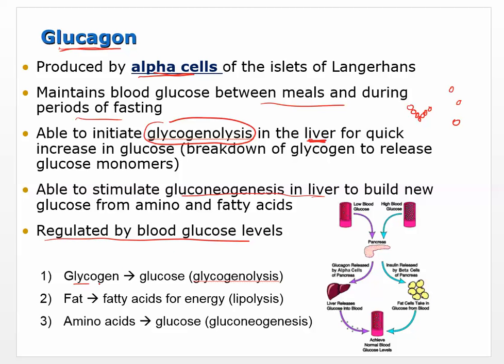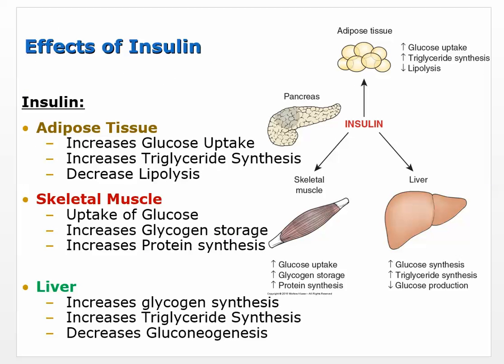So producing glucose from glycogen is glycogenolysis, and producing fatty acids from fats is lipolysis. Lysis means to break down or cleave. And making glucose from amino acids is gluconeogenesis, and making it from fatty acids too as well. Okay, so what are the effects of insulin? Well, it depends. It depends on the cell type.